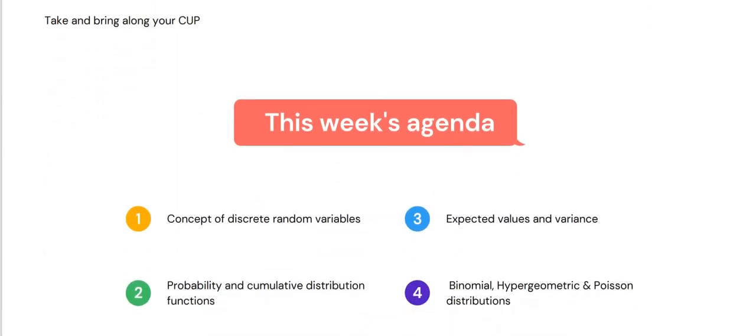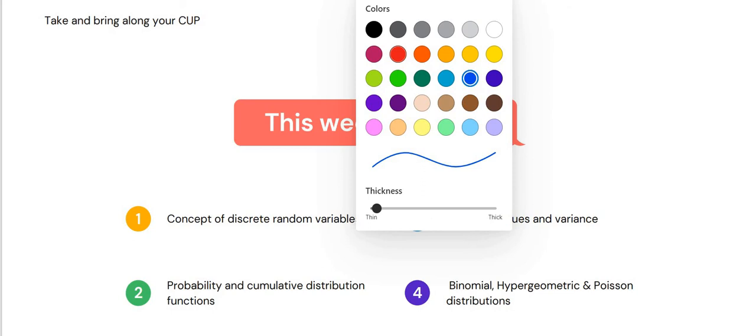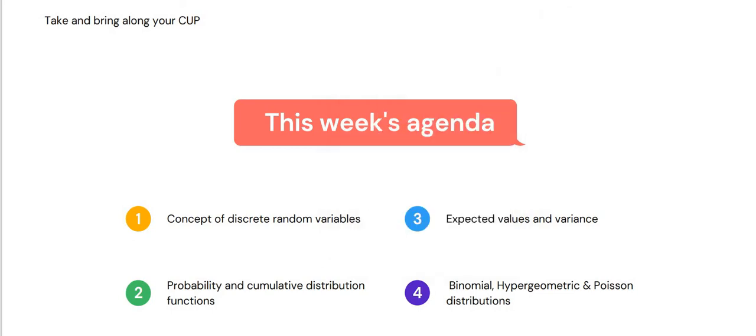So agenda means the objective for this week, or for this chapter. If you refer to your teaching plan, another item here, number 4, will be discussed this week, but I will try to finish it this week. Alright, so we can see here we have 4 items.